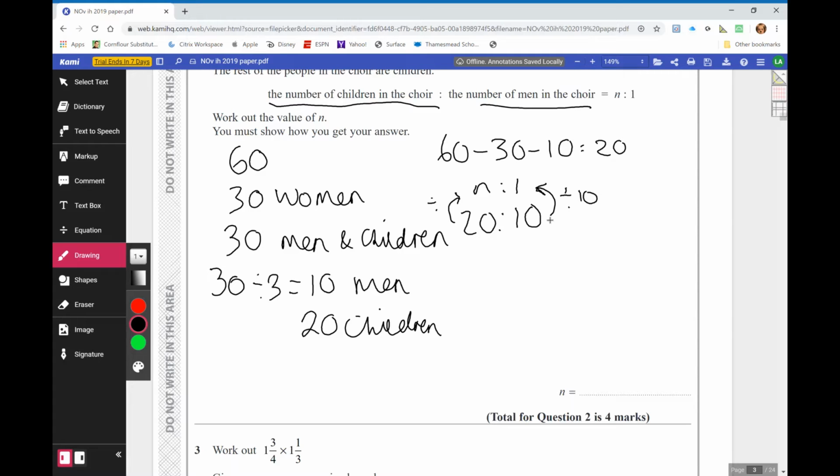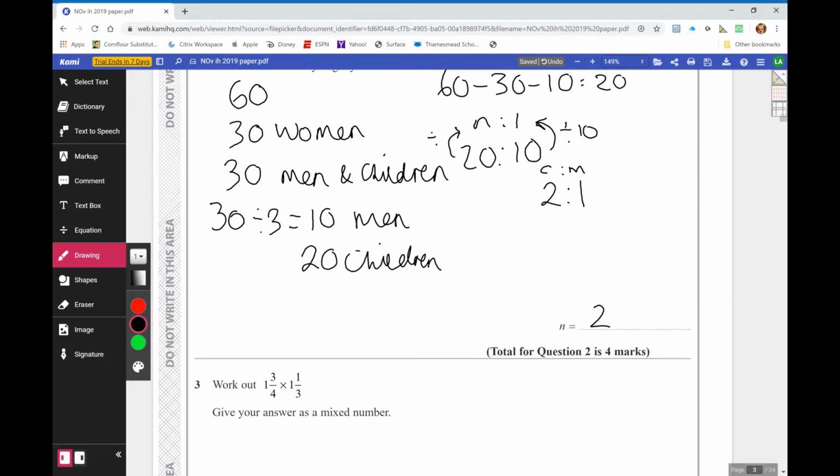So therefore, you end up with 2 to 1. There are double the amount of children than there are men. And it only wants the value of n here. So the value of n will be 2. Okay, so it's breaking that down, just making sure you're not, sometimes this can be overcomplicated, maybe read it through a couple of times, that sort of question.